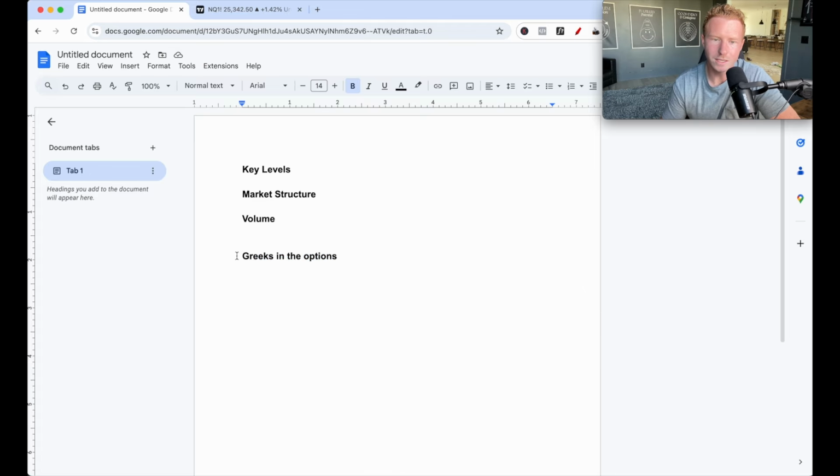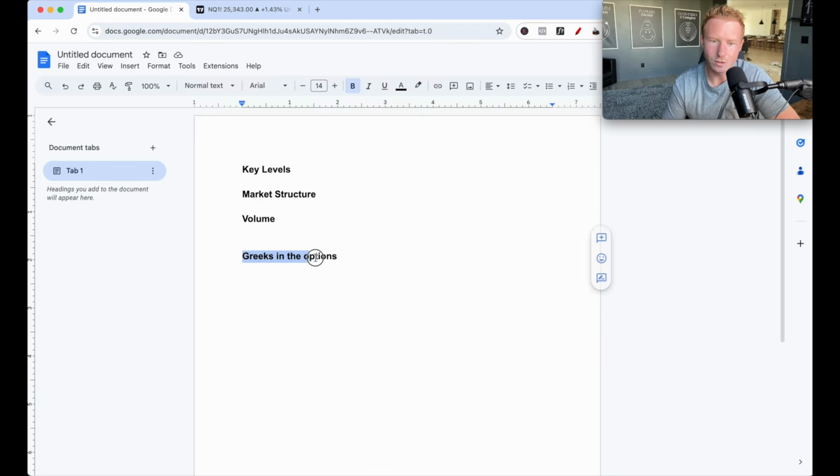And what we're able to see in the Greeks is where institutions and market makers have to hedge their positions to stay delta neutral in the market. You're going to be able to see where price will consolidate, where price will accelerate, where price will be defended, where we're going to reverse. It gives you the behind the scenes of the market.